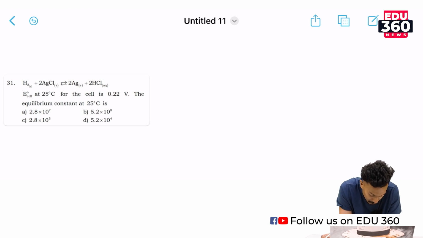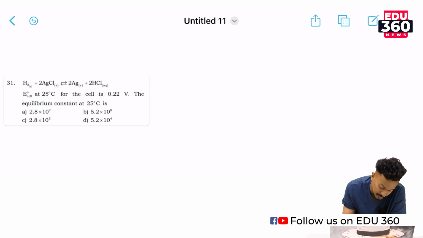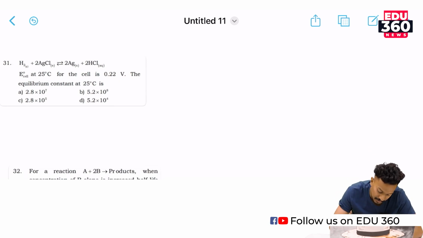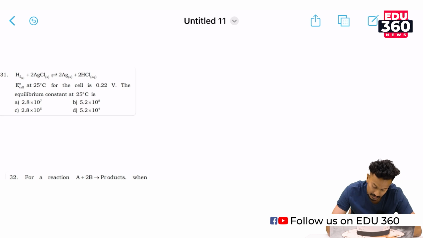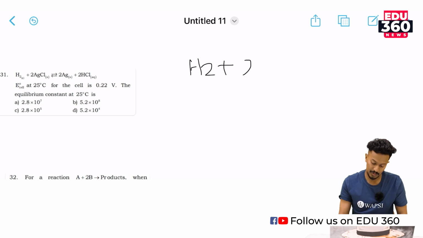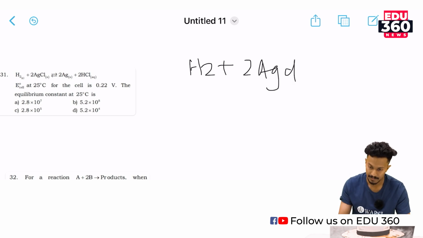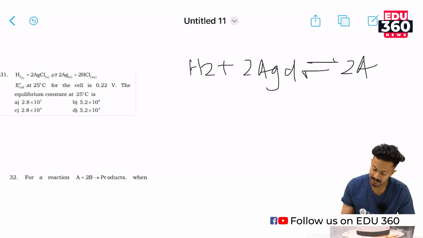Dihydrogen when treated with silver chloride gives free silver with hydrochloric acid. That is our question right here, and we have to find out what? E cell at 25 degrees Celsius for the cell is 0.22 volt. We have to find the equilibrium constant at 25 degrees Celsius. Let me write down the reaction for this. When H2 is treated with 2AgCl, we get 2Ag with 2HCl.